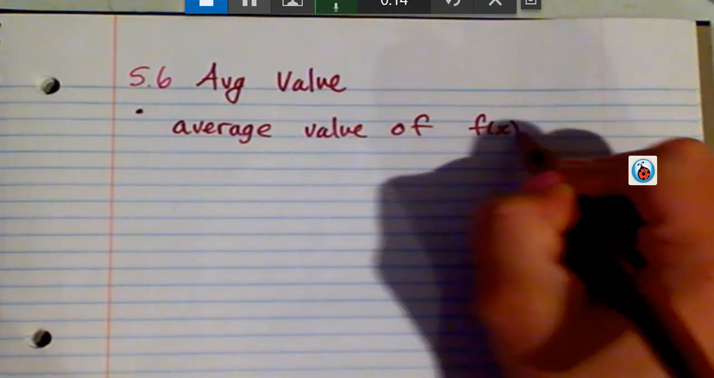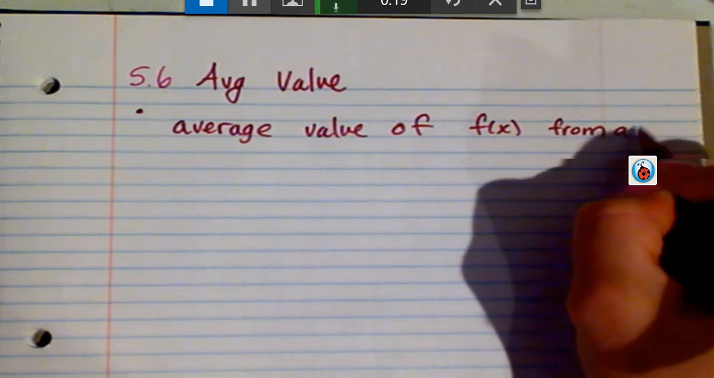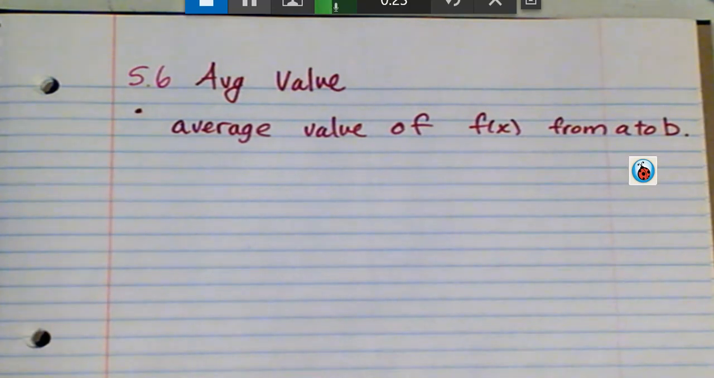All right, so we're going to look at the average value, and we're going to start with a formula here. Average value of f of x from a to b. So it's important here that we notice what we want the average of. We want the average of this.